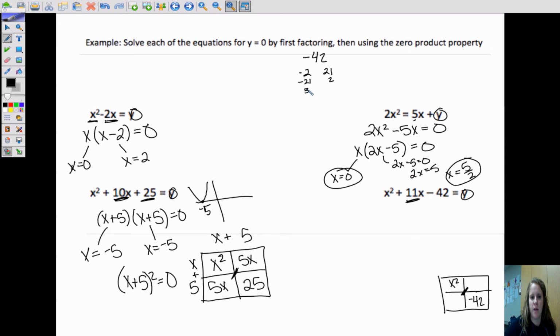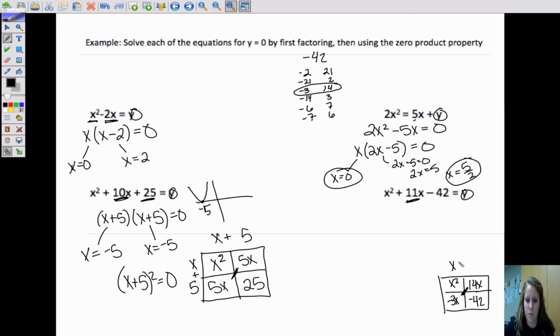Could come from negative 3 and 14, or negative 14 and positive 3. Could come from 6 and negative 7, or negative 6 and 7, or negative 7 and 6. Okay, so then we need a combination of those two that add to 11. Well, negative 3 and positive 14 add to 11. So that would be a negative 3x here and a positive 14x here.